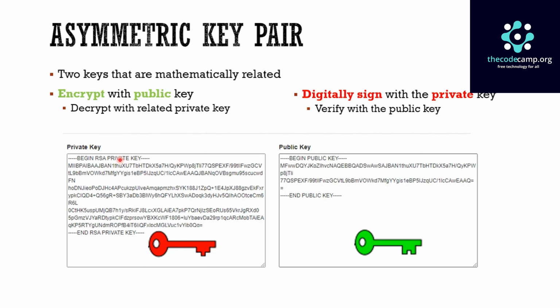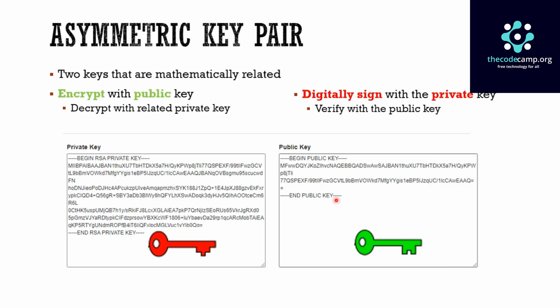By the same token, you could digitally sign with your private key. You're the only possessor of your private key, so everyone assumes that, hey, it came from you. But since you give away the public key, anybody can use the public key to verify the signature. So two ways we can do this. Here's what it looks like.